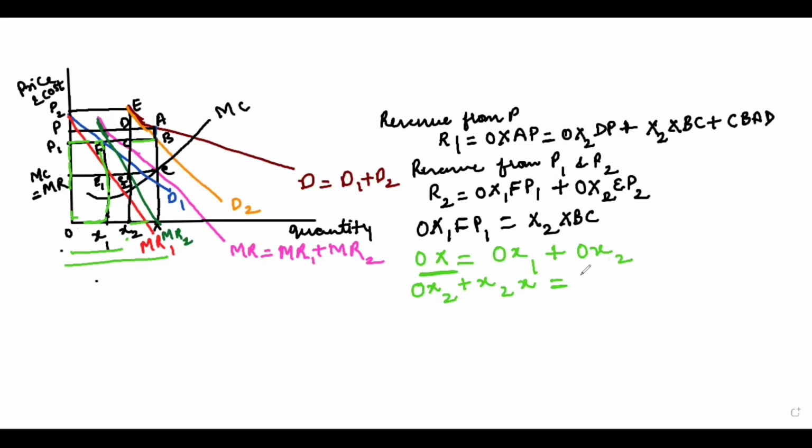So from here we can conclude that X2X is equal to OX1, and therefore we can say that OX1FP1 and X2XBC, these two areas are equal.